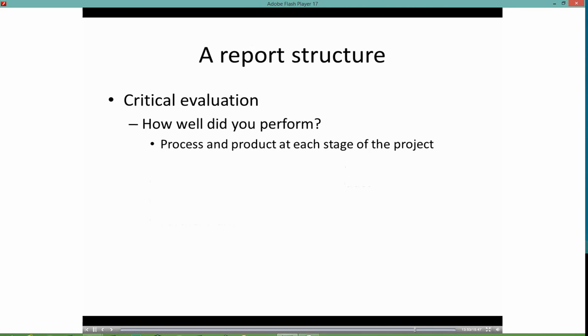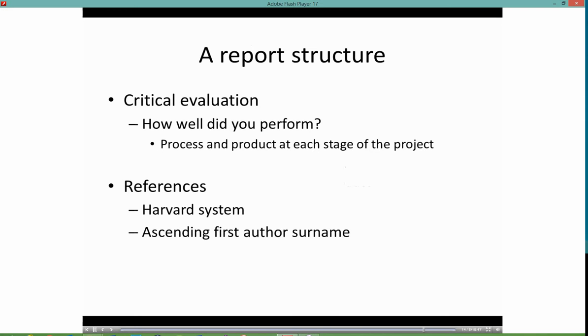In the critical evaluation section, you pass critical judgment on your performance, including both process and product, at each stage of the project. Be honest and complete. Review your project's accomplishments and shortcomings in terms of the original aim and objectives. What you should have done differently, or what you could have done differently, should also be covered.